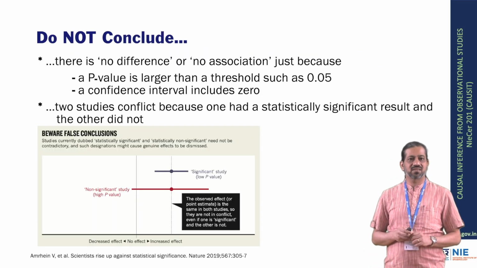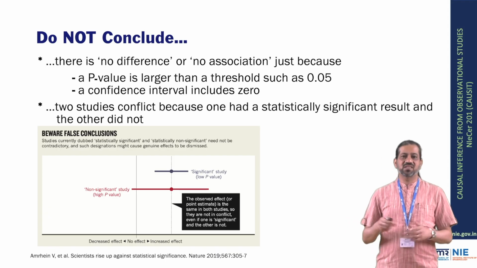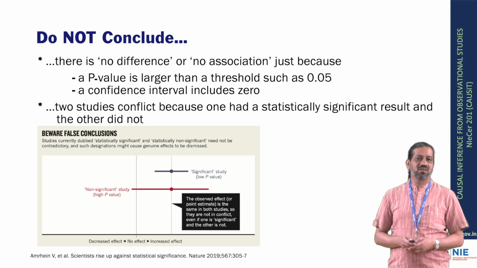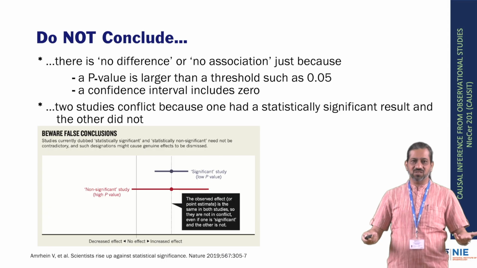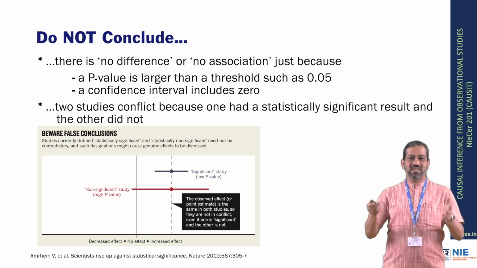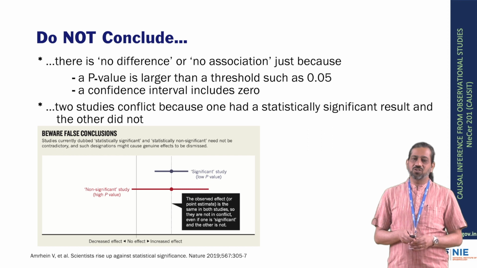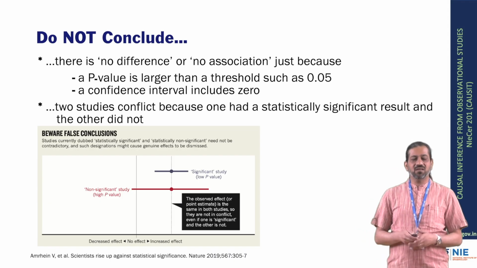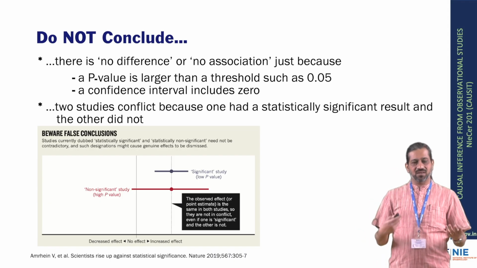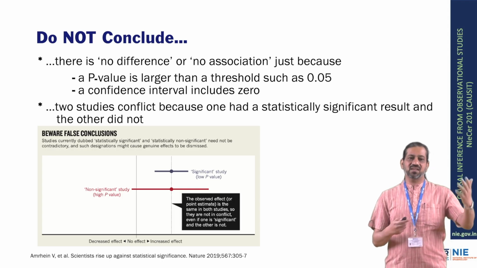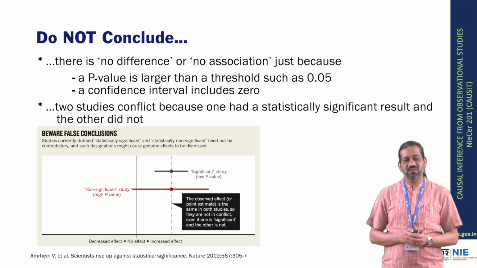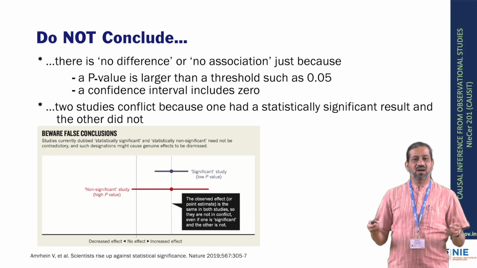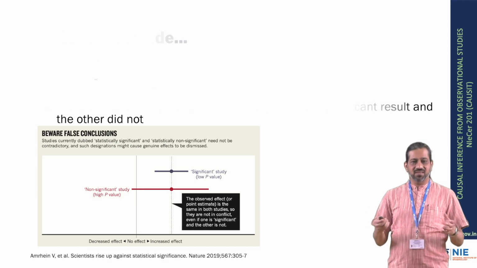What it means is that when you see a p-value which is larger than a threshold, usually 0.05, or a confidence interval that includes the null value, you should not be saying that there is no difference or no association between the exposure and the outcome. If you are comparing two studies, and one has a so-called statistically significant result and the other does not, then we need not conclude that the two studies are conflicting. What we need to be looking at is a bigger picture.